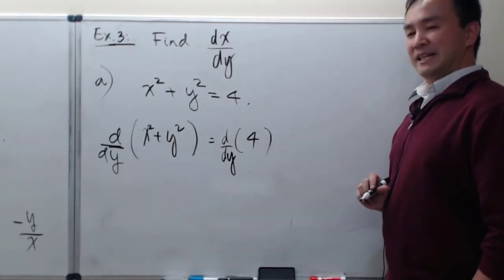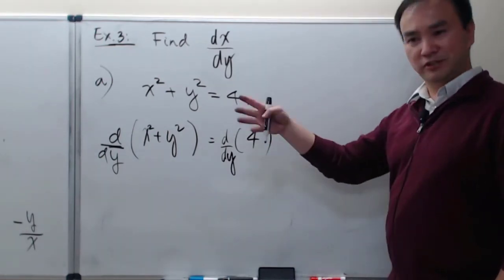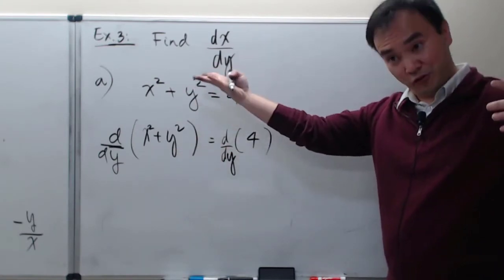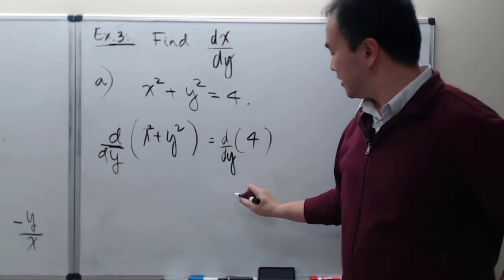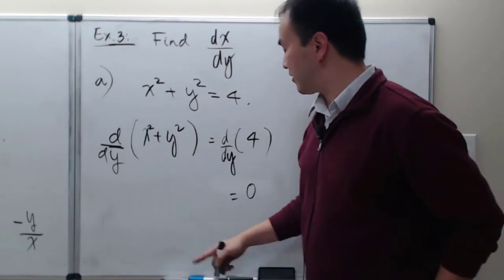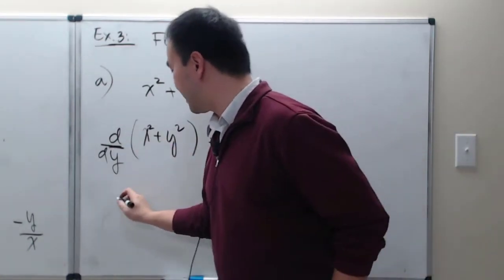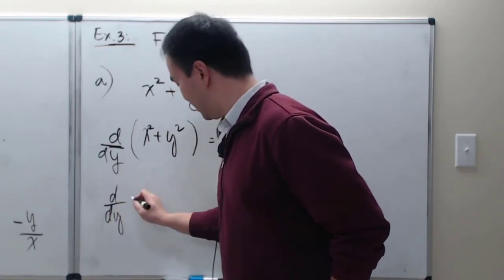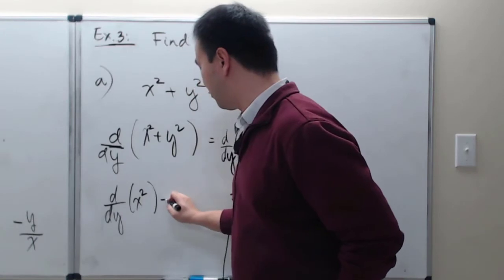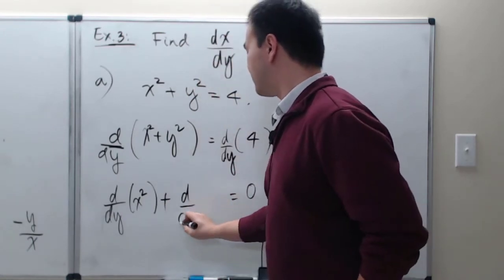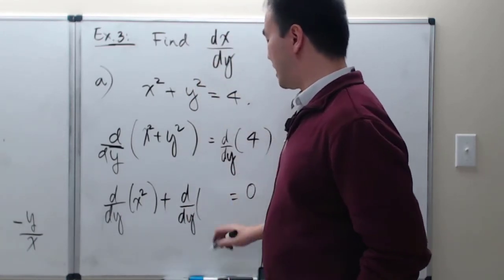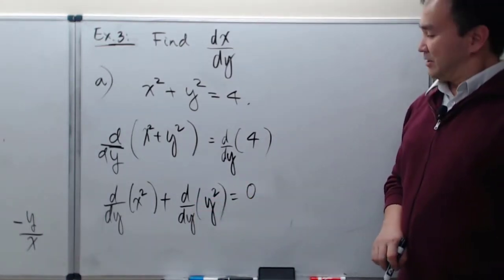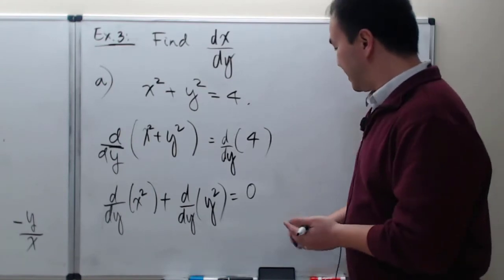Now all the usual rules apply again. The sum rule, the product rule, the chain rule, they're all going to apply. So the right hand side is a 0. The sum rule is going to break that into two separate terms. We take the derivative in terms of y of the x squared term, plus the derivative in terms of y for the y squared term. Like that. Now I'm ready for the next step.